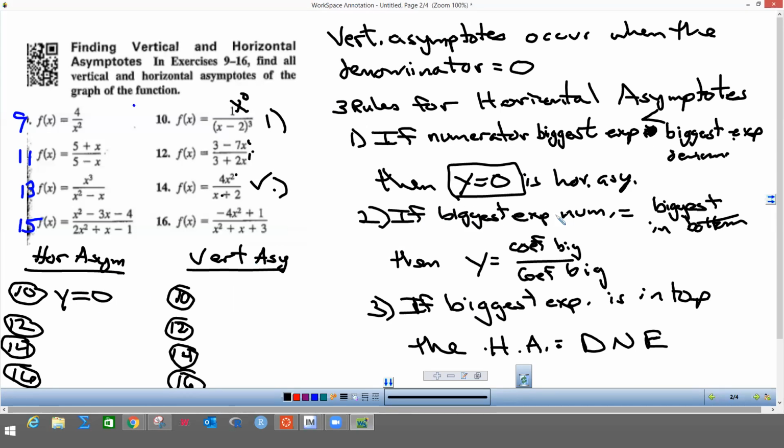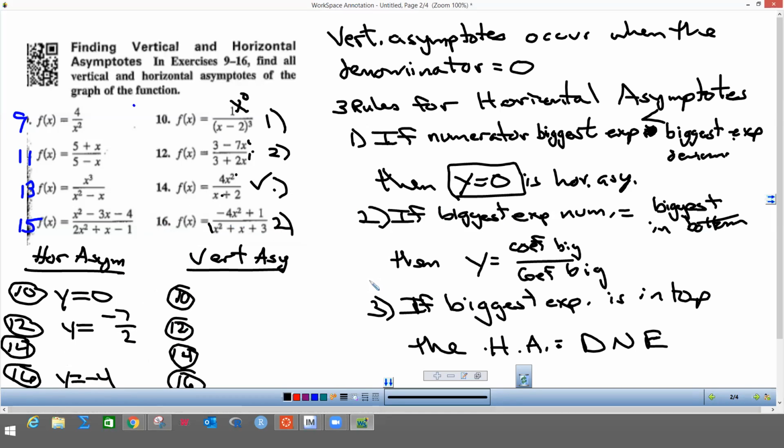Then the next one says that the biggest in the top is equal to the biggest in the bottom. So that's this one and this one. When the biggest is equal, you use their coefficients. So it's going to be y equals, and the coefficient of the biggest exponent in the top is -7, and the coefficient of the biggest exponent that's equal on the bottom is 2, so that's your answer. When you do number, this one's 16, you see these both have x squared, so that's -4 over 1. So this one down here is y equals -4.